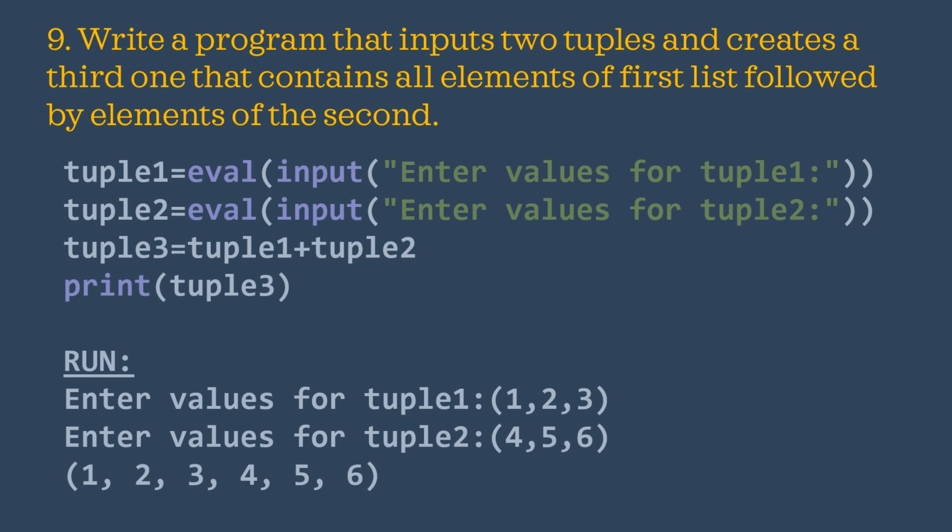But remember one thing, while entering the values, you have to keep the values within parentheses. Then only it can consider it as a tuple. Now, when you run the program, you can get the output as the two tuples are appended to each other. That means the content of tuple 2 is added with the content of tuple 1, and tuple 3 output is like this: 1, 2, 3, 4, 5, 6.